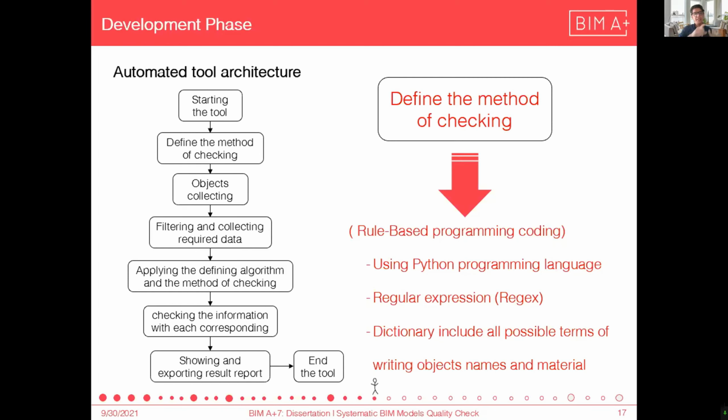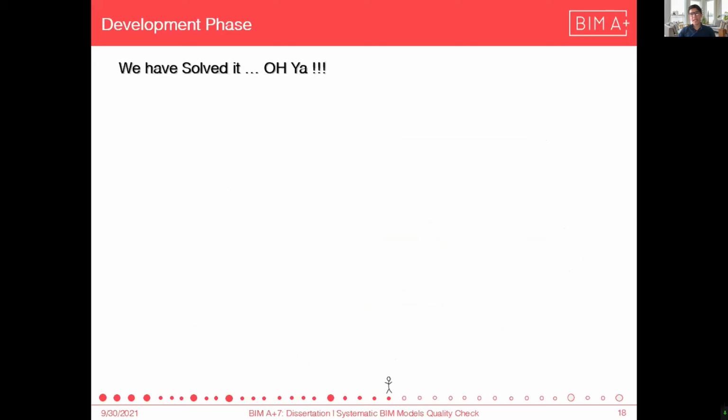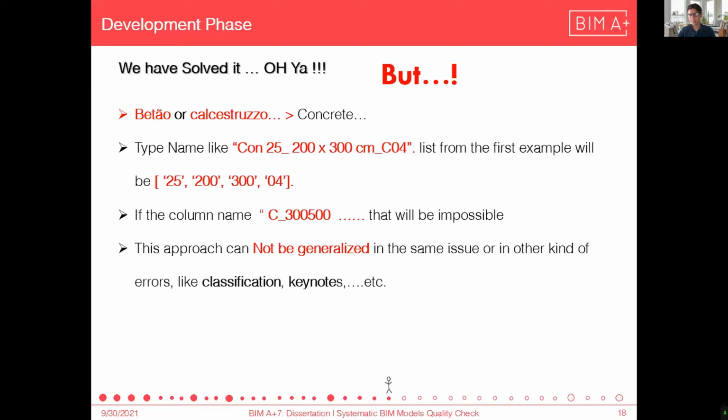We created a dictionary. If you find RC inside your text naming convention, this means concrete. If you have some other names, the key will return the material or the dimension from your model, from your object. We can say we already solved it, but unfortunately, if you have, for example, "betão" as concrete in Portuguese, I'm not sure I'm pronouncing it right, but this actually means concrete in Portuguese, you need to go inside your code to add another definition according to each new update in your naming conventions. That makes it harder to go into the background of your code to update your tool.